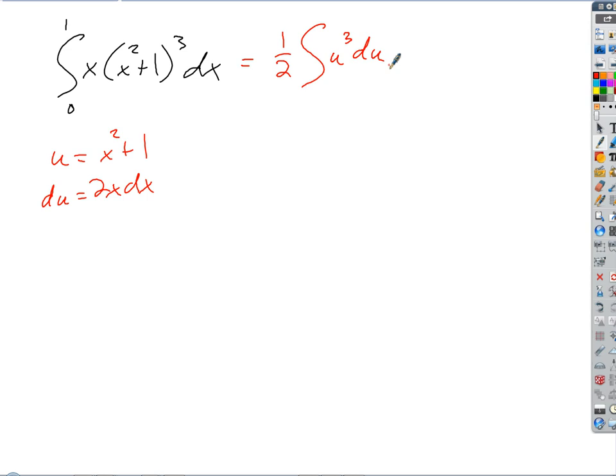Being as we're just looking for an area under the curve, why not also convert the limits of integration? Right? Let's make a change. We made a change in variables. So how do we get from here to here? Well, multiply by 1 half.